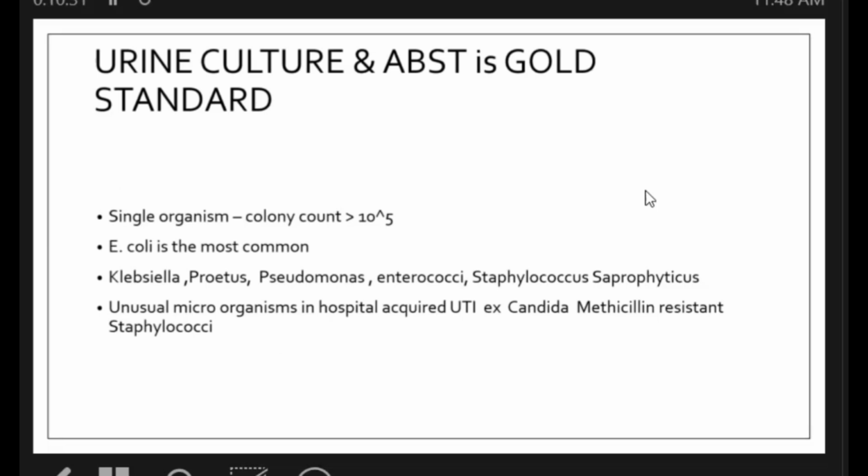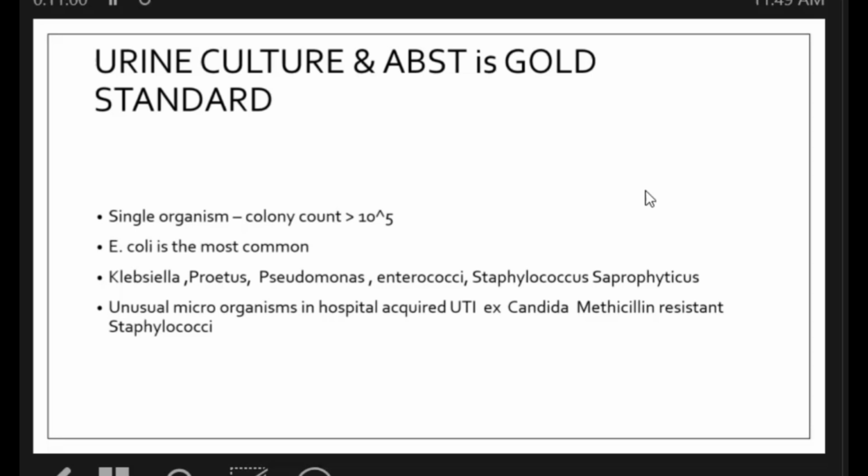To diagnose urinary tract infection, the gold standard test is the urine culture and the antibiotic sensitivity. But in uncomplicated urinary tract infection, there is no need for urine culture or the antibiotic sensitivity pattern. Without urine culture, you can initiate treatment. But in complicated urinary tract infection or catheter-related urinary infection, you always need the urine culture before starting antibiotics.